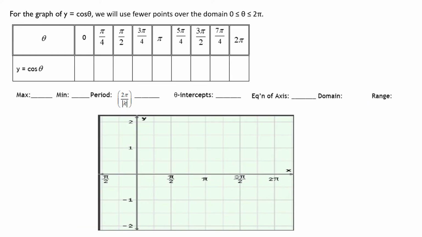Now let's try cos. We're going to do some fewer points this time. We're still going to use this domain 0 to 2 pi to get one set of points, and then we can extend the wave after we have one wave. We can draw as many waves using symmetry as we want from there. So cos theta, cos of 0. So think back to your unit circle. Cos of 0. So I'll draw a little unit circle over here.